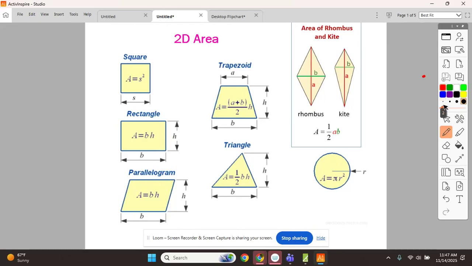Today we're going to learn about 2D area, finding the area of two-dimensional figures. So we're going to talk about finding the area of the square, rectangle, parallelogram, trapezoid, and triangle. We have done circle, but we can do it again. And we have rhombus and kite. Okay, let's go ahead now.